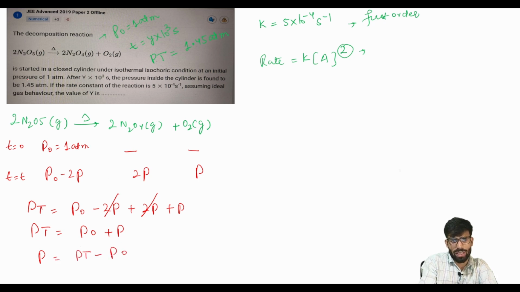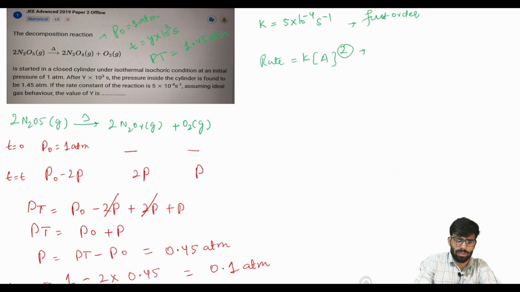That is, P naught is 1 ATM and PT is 1.45 ATM. That means P will be 0.45 ATM. But after time t, the pressure remaining on the reactant side will be P naught minus 2P. That is P naught, 1 ATM, minus 2 into P we got here, 0.45 ATM, and we will get 1 ATM minus 0.9, approximately 0.1 ATM.